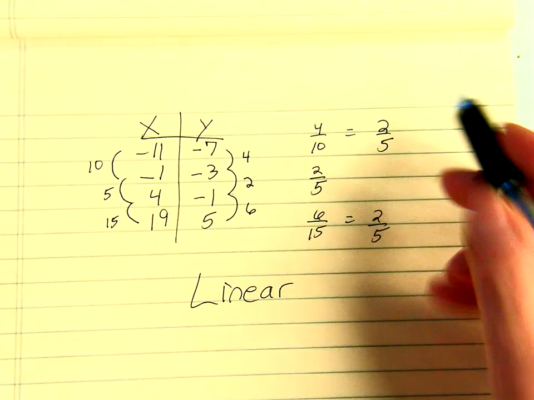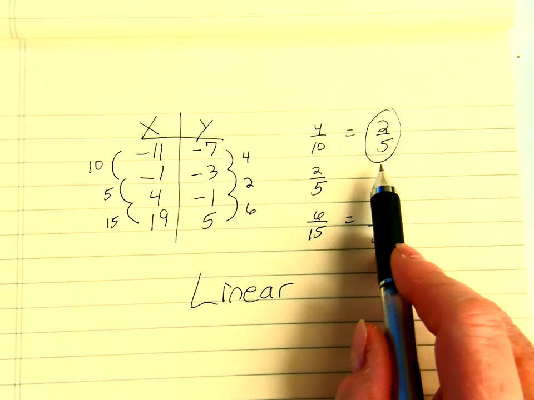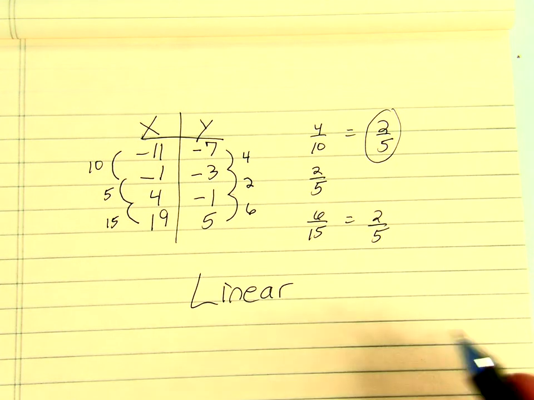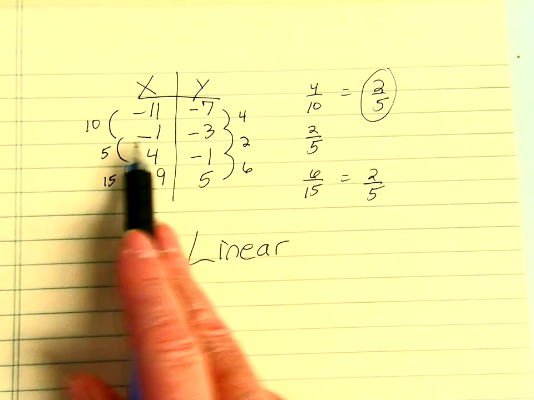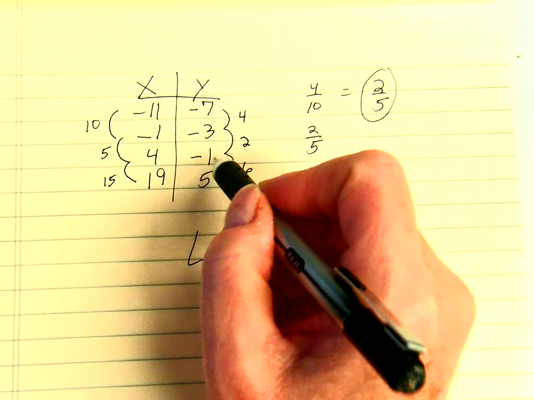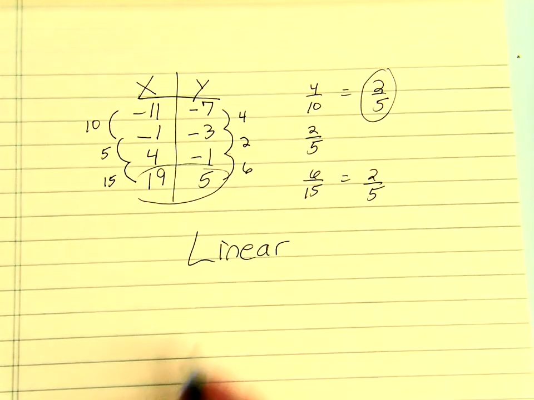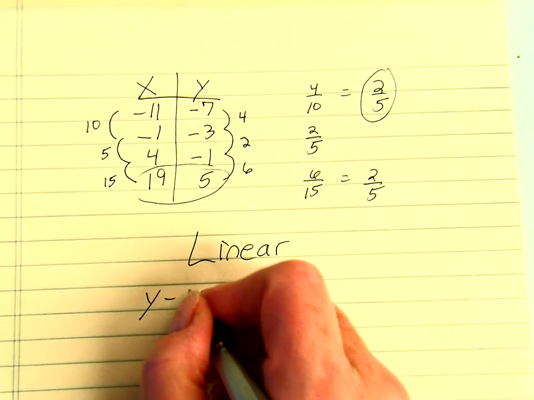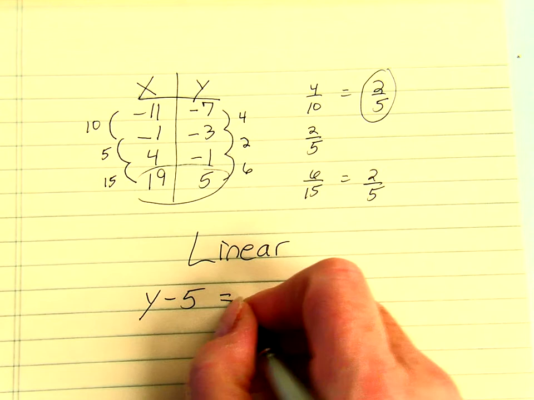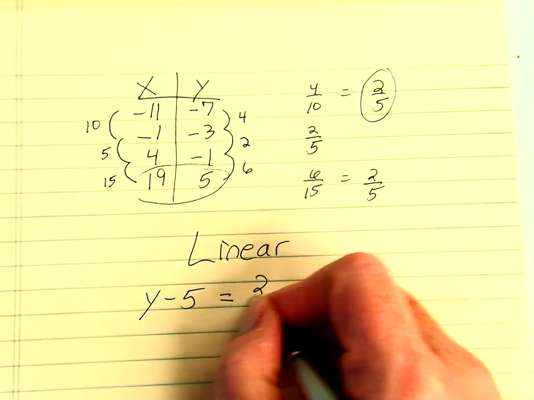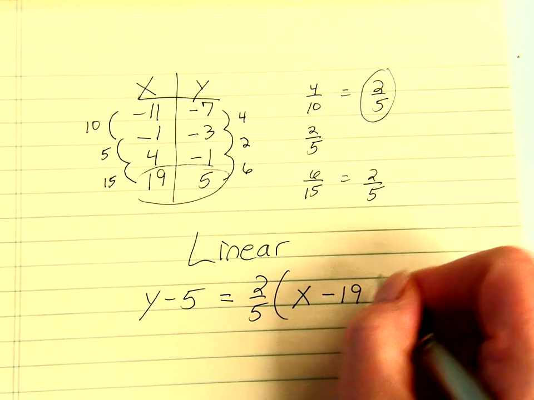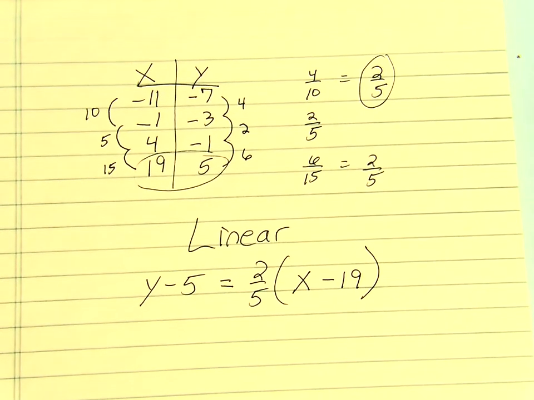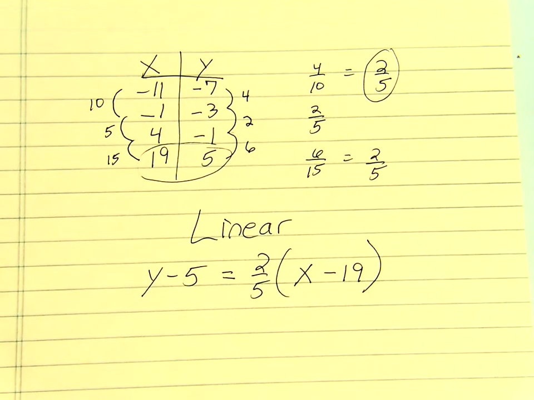And all we have to do, we know what our slope is. That's our rate of change right here. So in order to get an equation, all we have to do is use one of these points. I'm just going to use the bottom point here and say y minus 5 is equal to my slope of 2/5, x minus 19. And that is how we get our linear equation.